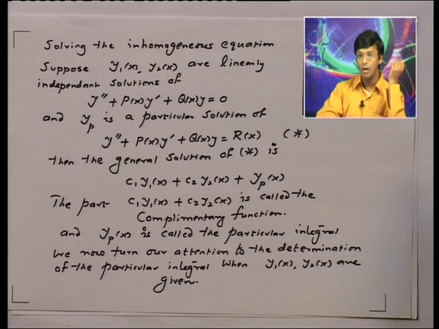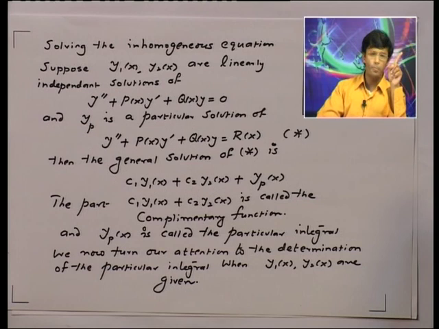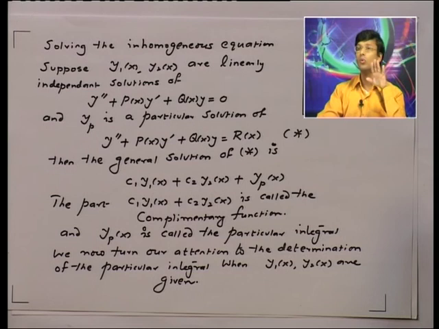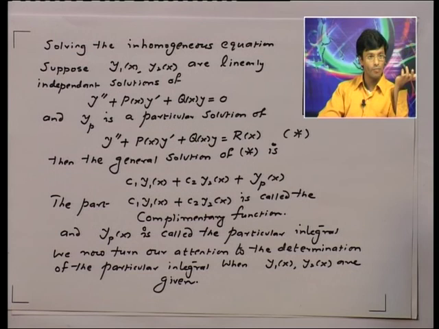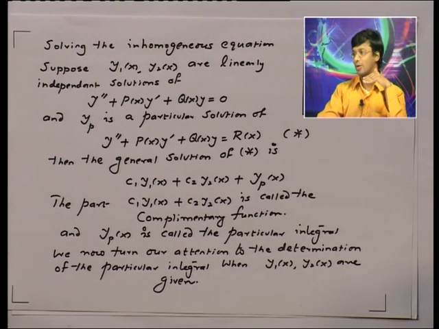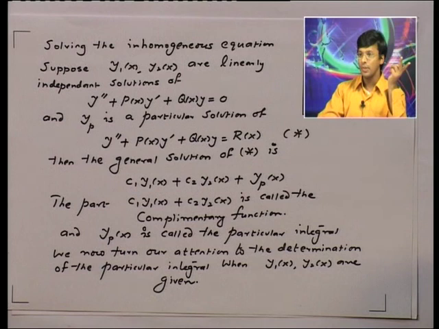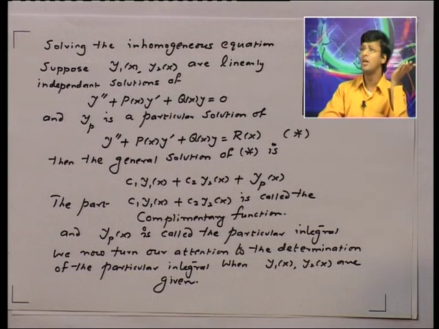Well, if y1 and y2 are linearly independent solutions of the homogeneous equation, and if you know any one particular solution yp, then what do you do? You take the general solution of the homogeneous equation c1 y1 plus c2 y2 and then add to it the particular solution, to get the general solution of the inhomogeneous equation. So, the most general solution of the inhomogeneous equation consists of two pieces, namely the complementary function, which is c1 y1 plus c2 y2, and a particular integral, namely any one known solution of the inhomogeneous equation.